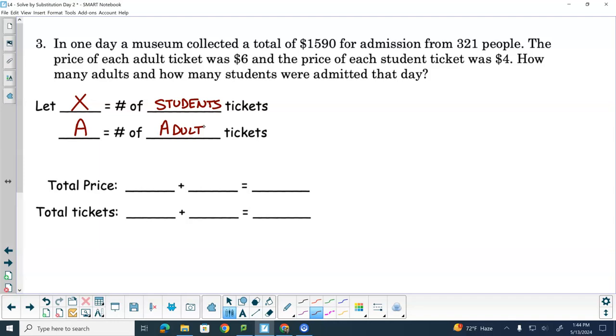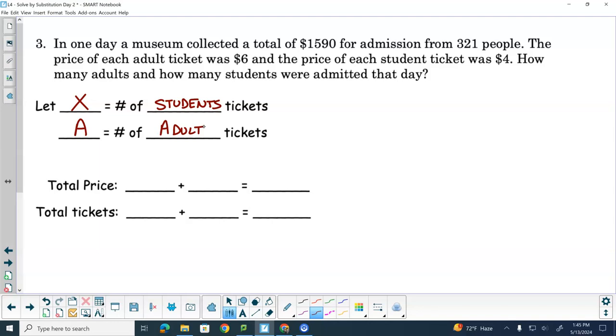Okay. So I am going to represent this in a different scenario. In this room right now, there are 3 adults, because Mr. Brown's over there. And there are 21 students in the room, right? So we would say X plus A equals 24, because there's X amount of students, A amount of adults, and 24 total people in the room.